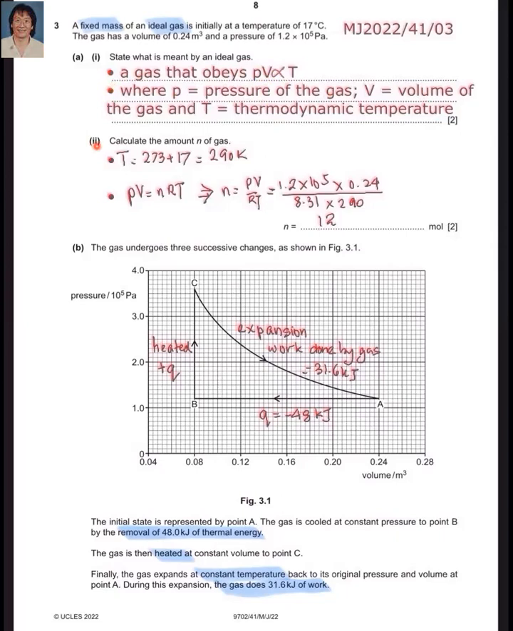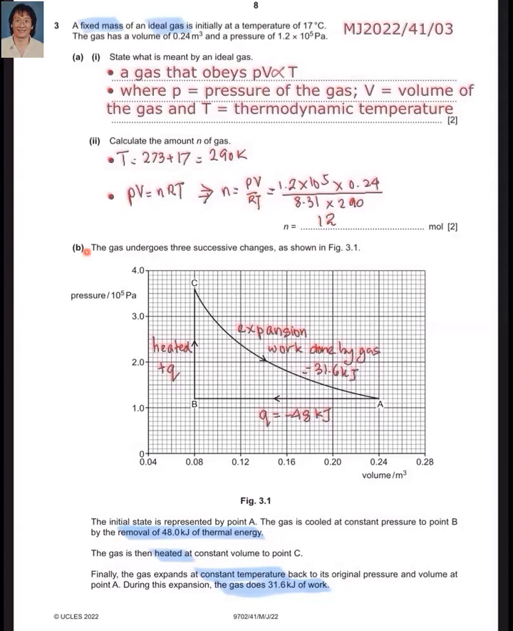Then for part 2, we have to calculate the quantity of gas. This question also carries 2 marks. First, we change the temperature in degrees Celsius to temperature in Kelvin by using this formula. And then after that, we use PV equals nRT to calculate the n, which will give you 12 moles, by substituting the pressure, the volume, and the temperature of the gas into the equation.